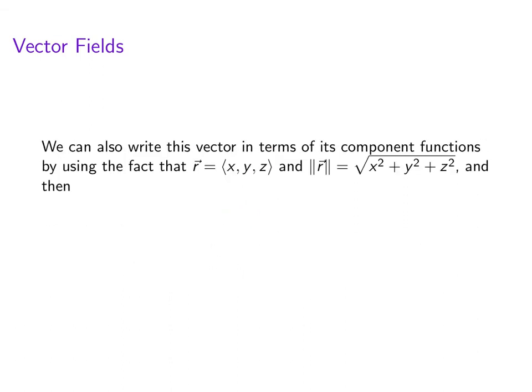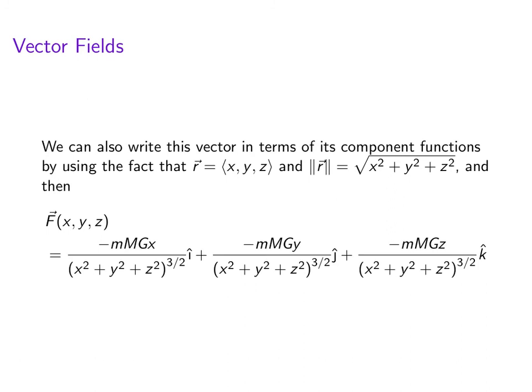Now we could also write this vector in terms of its component functions. We'll use the fact that r is equal to (x, y, z), and the length of r is the square root of x squared plus y squared plus z squared. And then this is what F would look like. Notice in the denominators we have (x squared plus y squared plus z squared) to the 3/2. And so we've got things broken down into the i, j, and k components.